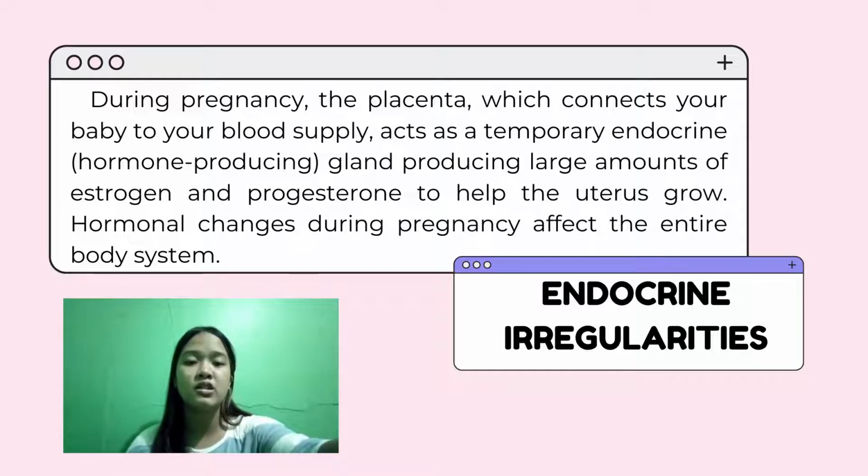How does the endocrine system affect pregnancy? During pregnancy, a woman experiences changes in her endocrine system. Throughout pregnancy, the levels of progesterone and estrogen increase. The estrogen is produced by the placenta, and the progesterone is produced by the corpus luteum and later by the placenta.